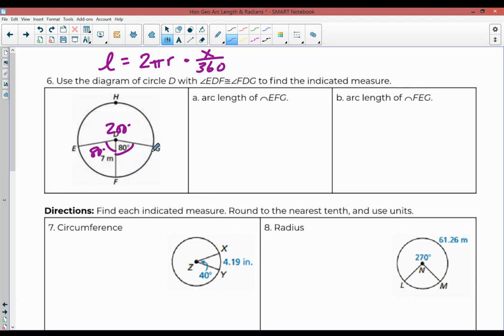L equals 2 pi, the radius is 7, times the angle for arc EFG, which is going to be 160, over 360. So we have 14 pi times 160 over 360.